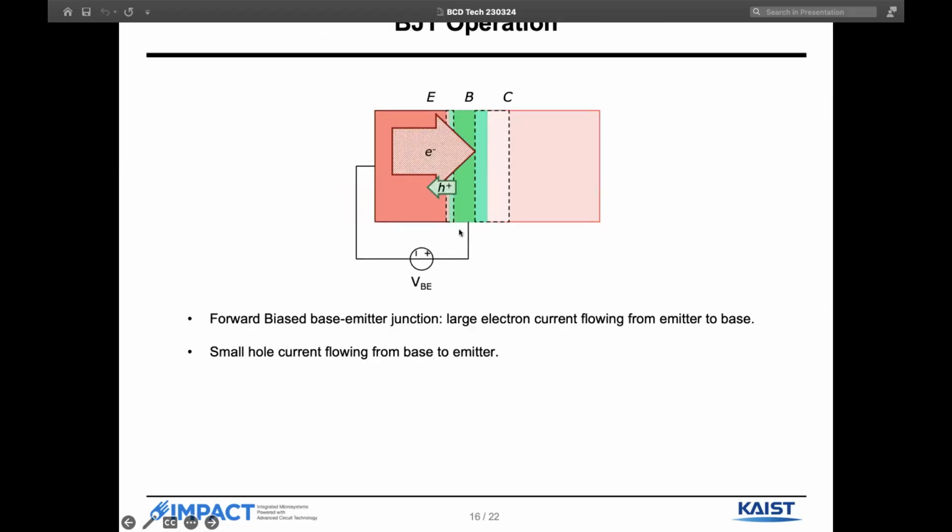How does this work? We are only talking about the active state of the BJT. In the active state, the base and emitter junction is connected in forward bias. Because of the forward bias, there will be an electron flow from the emitter to the base, and there will also be a flow of holes from the base to the emitter. But the electron flow is much more major because the emitter is highly doped, as you can remember. And also the base has a really low width compared to the emitter.